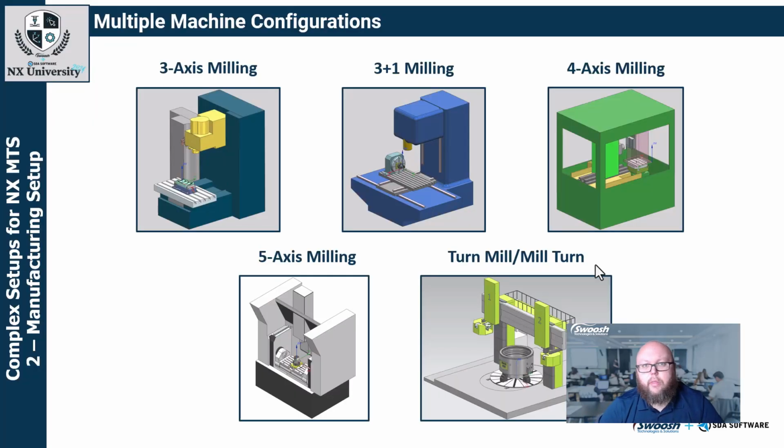So again, we know that there's a lot of different types of machine tools out there. Some of the basic ones that most companies have some exposure to or experience with are going to be your 3, 4, 5-axis milling machines, turning machines, and then getting into more things like turn mill, mill turn machines. Again, we can handle all these different scenarios inside of NX CAD.